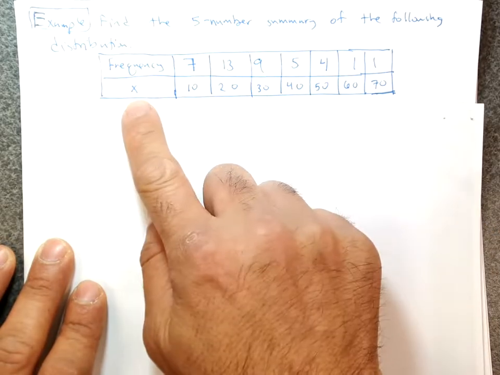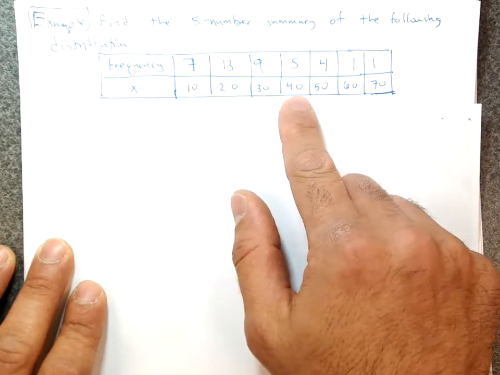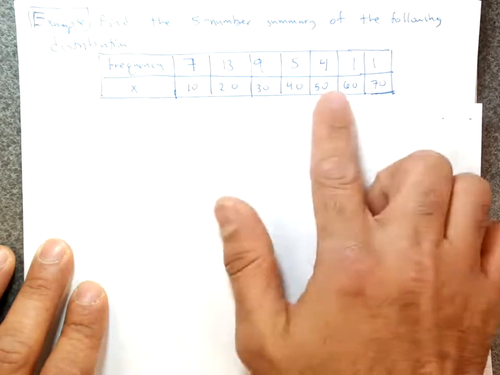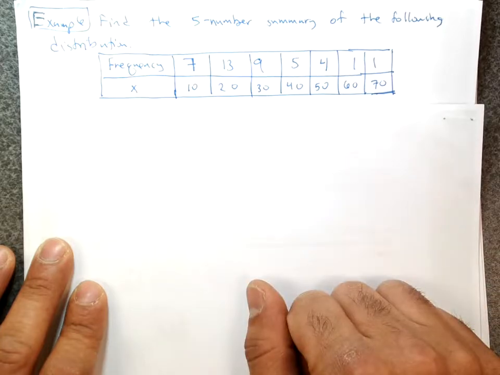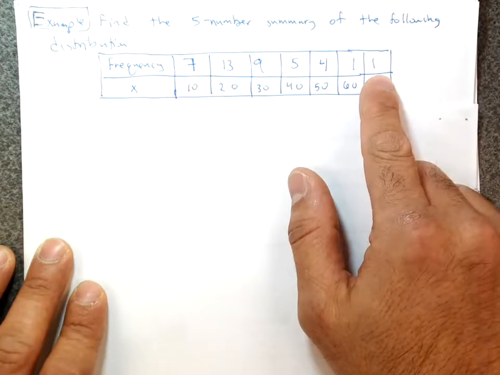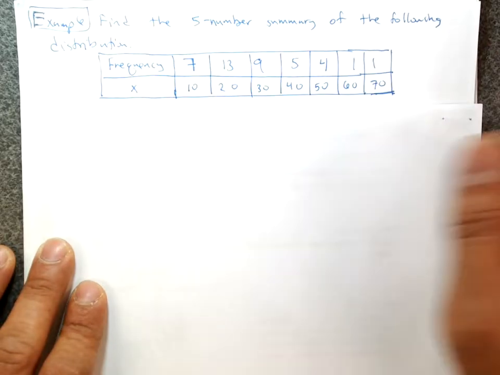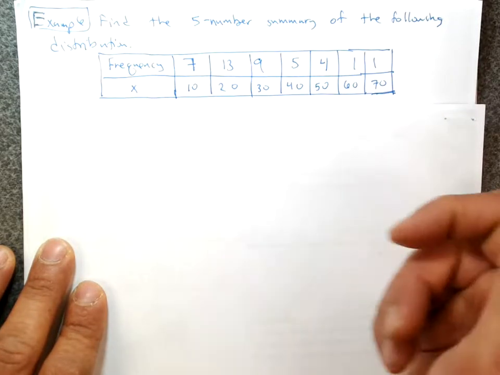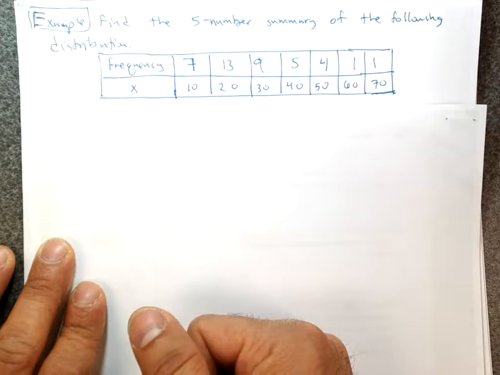Okay, so my x values are 10, 20, 30, 40, 50, 60, and 70. No context here, so these are just random values. And then here are the frequencies that correspond to them. The first thing we need to figure out is how many total individuals there are in this data set. Take a pause and calculate that.